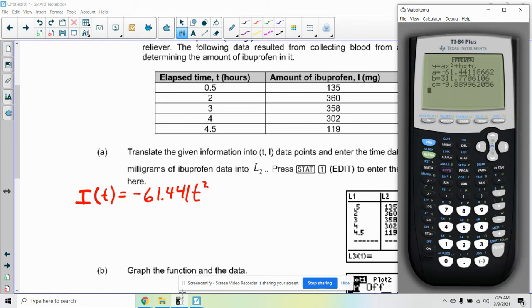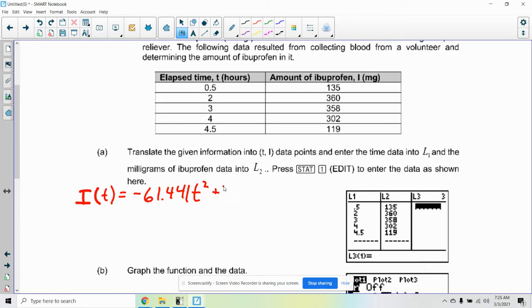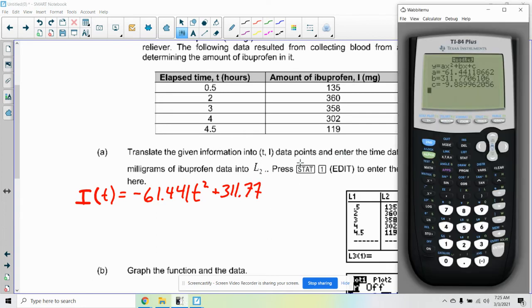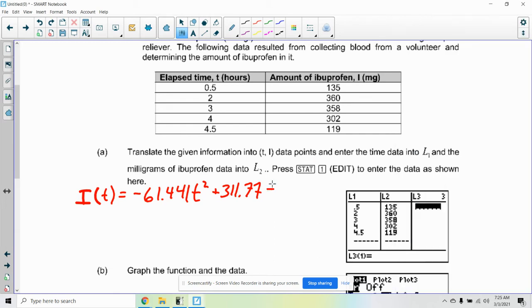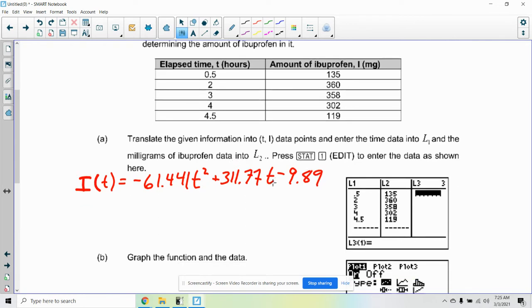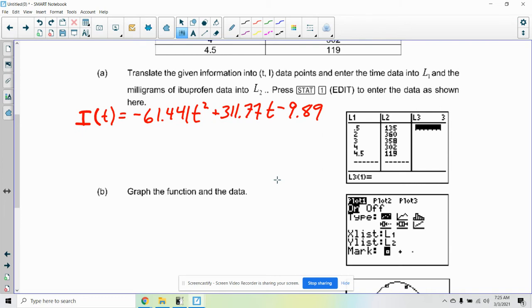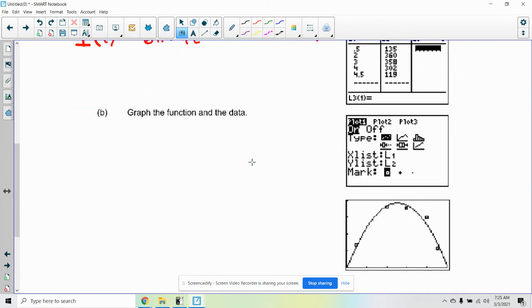Plus 311.77 minus 9.89. So there should be a t here, minus 9.89. So anything I want to do with this function, I have it here. So it's just like we did in chapter 1. You can take the model and calculate future values based off the data.